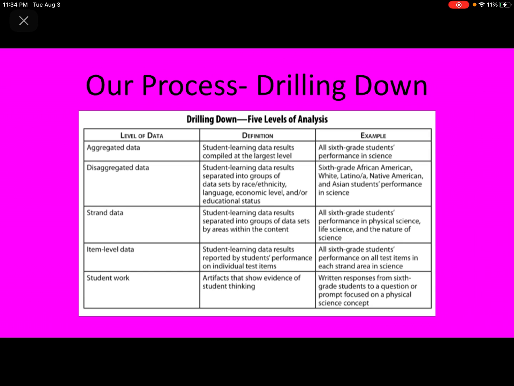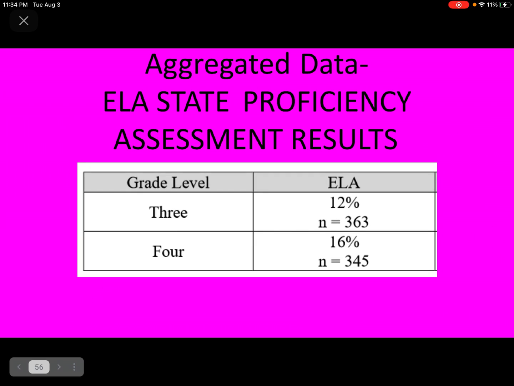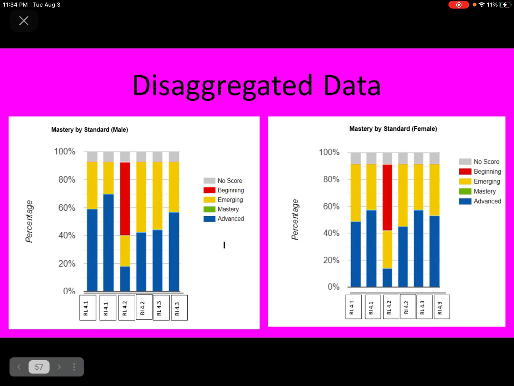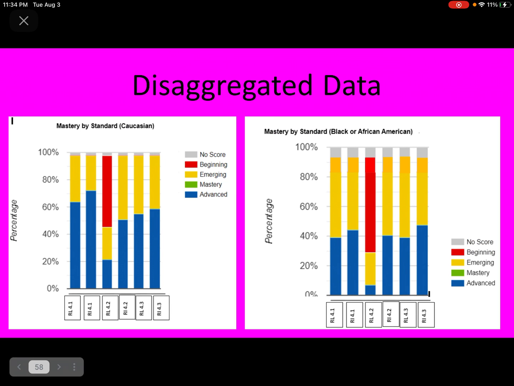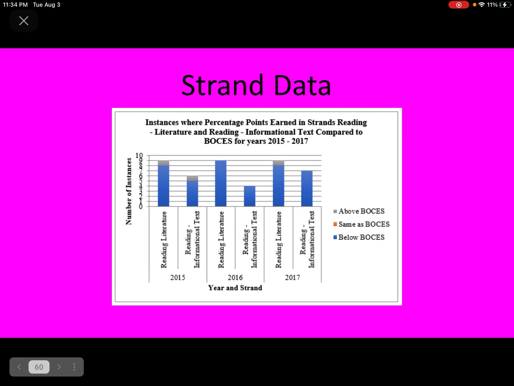As we dug into our data, we made sure that we were using the drilling down technique to ensure we utilized broad and specific data. And our aggregated data showed us that there were tremendous needs in third and fourth grade ELA, seeing as student proficiency results were so low. Our disaggregated data looked at literacy standards among specific subgroups and those mastery levels. And something that was brought to our attention was that reading literature 4.2 seemed to be an area of deficit across the board.